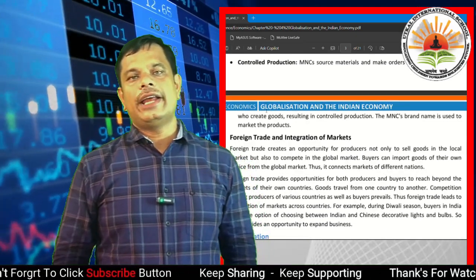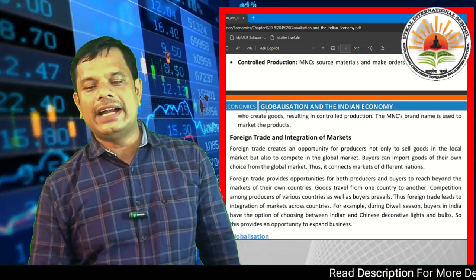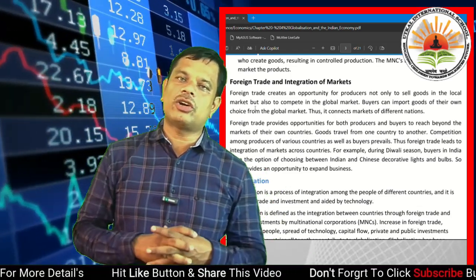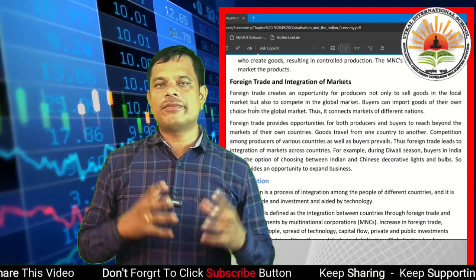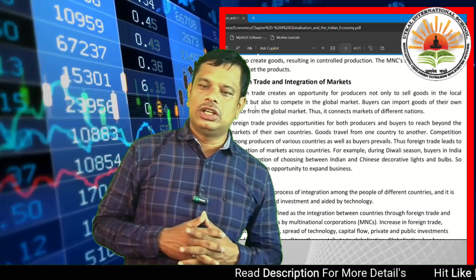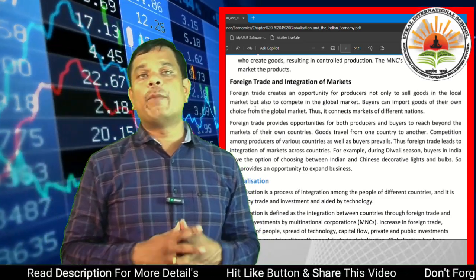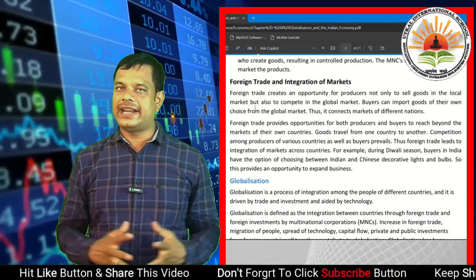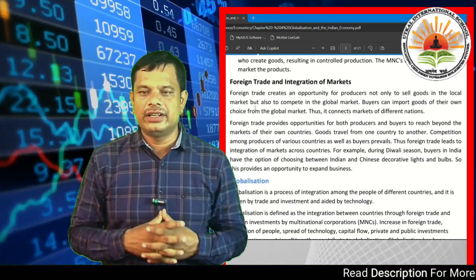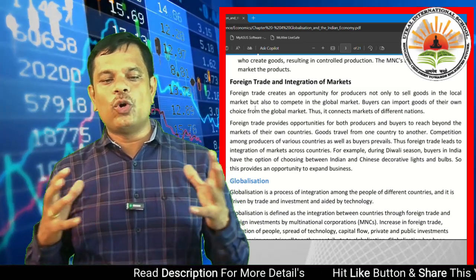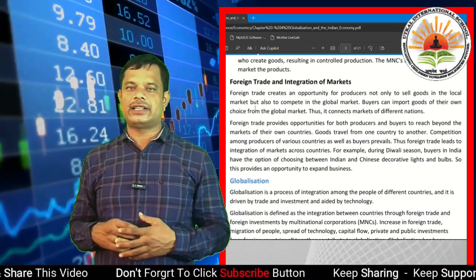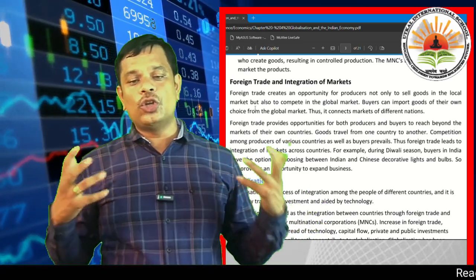Then, students, a point arises in your mind: foreign trade and integration of markets. Foreign trade means that, in our country, we trade within the country only. When it goes for exports, it comes under foreign trade. Foreign trade creates an opportunity for producers not only to sell goods in the local market but also to compete in the global market. At that time there is integration of the local market with the global market. Buyers can import goods of their own choice from the global market. The buyer is open to purchase in the global market or the local market.